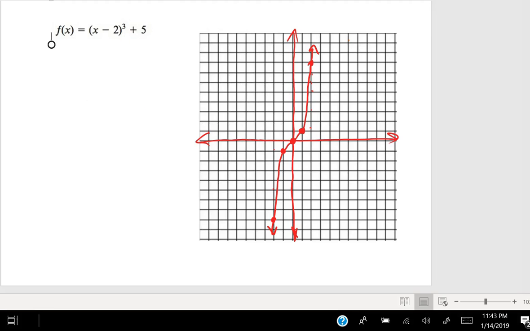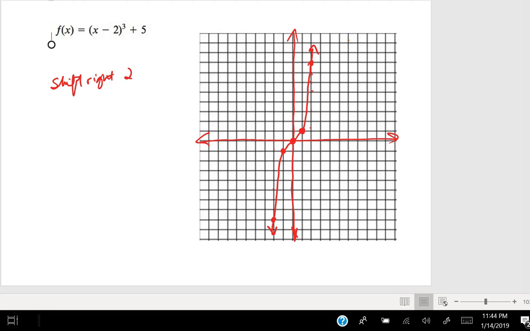So, first I look for any reflections. Okay? I don't have any reflections. And I know I had a reflection because I'd have a minus in front of the x expression, or I'd have a minus in front of the x itself. I don't have either of those, so I don't have a reflection. Then I looked at the x expression. It's x minus 2. Since it's minus 2, I'm going to shift right 2.